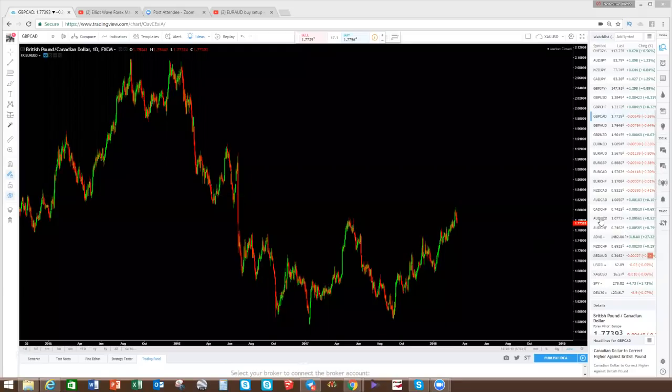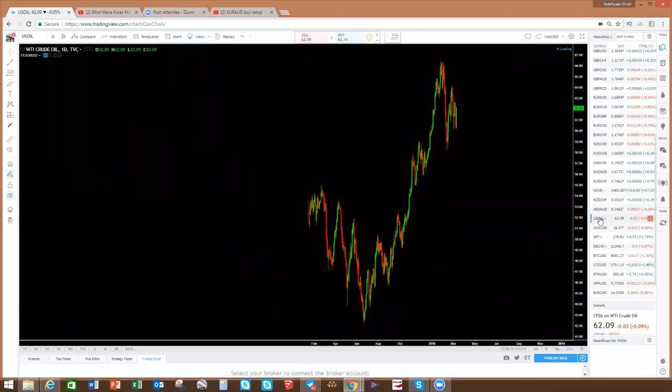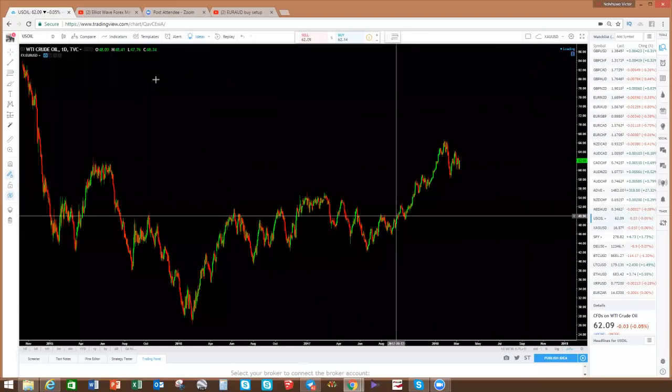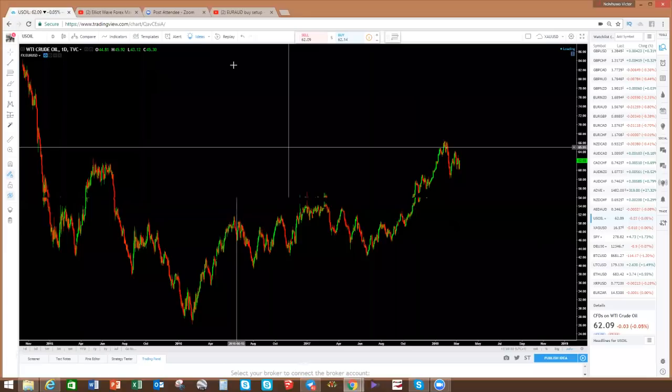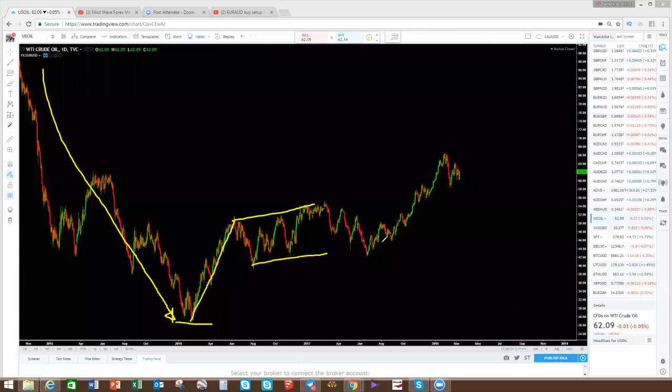Let's look at oil. Happiness, Asim. Right, oil, that's your passing move all the way to the swing low, and then after that it started this move up, got this correction, which is a running flat, and we've been buying.